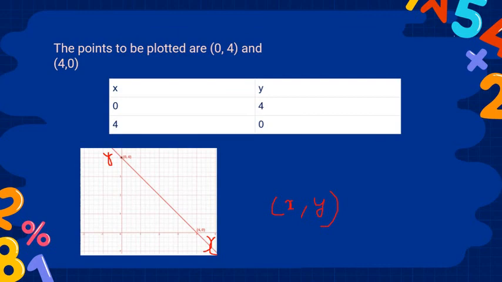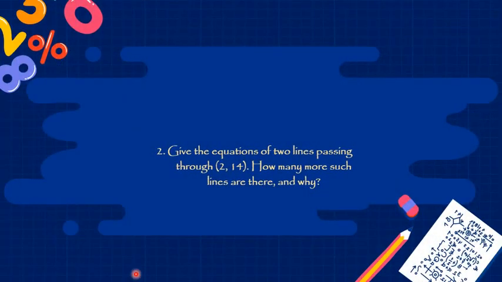Moving to the next problem. What is the second question, friends? Give the equations of two lines passing through (2, 14). How many more such lines are there and why? First, read the question properly. I think you have opened the textbook page number 74.